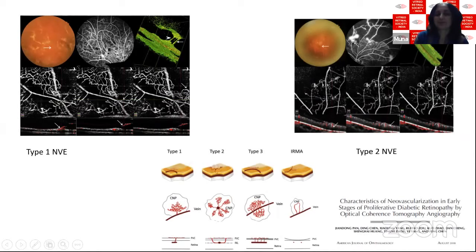Then you have a single stalk which branches within the retina and then goes out in different directions, as you see here.